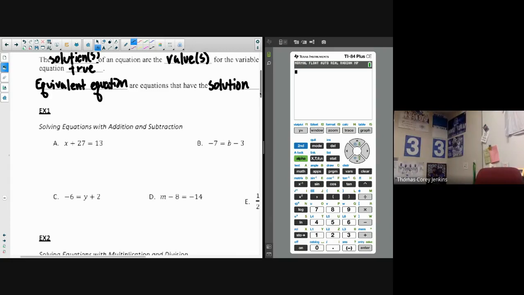So that's the big thing we want to do. We want to isolate the variable. You guys know this from 8th grade using inverse operations. So looking at A, it's x plus 27 equals 13. From lesson 1-8, we know that means what number plus 27 equals 13. Algebraically, all we need to do is undo plus 27. So that would be minus 27, minus 27. And then what I do to one side, I have to do to both.